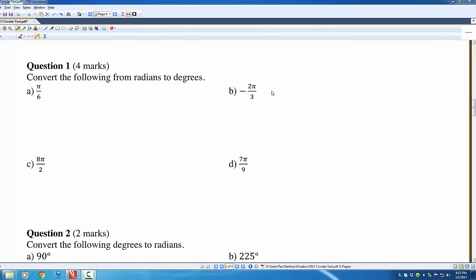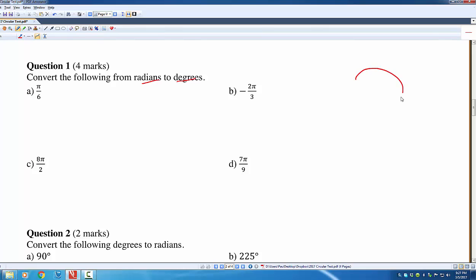These are the solutions to the circular trigonometry test we did a few weeks ago. In question 1, we convert radians to degrees. There's a formula for it: 180 on pi or pi on 180. I can never remember which one, but I just use the unit circle and work out what it needs to be. So I've got pi on 6.